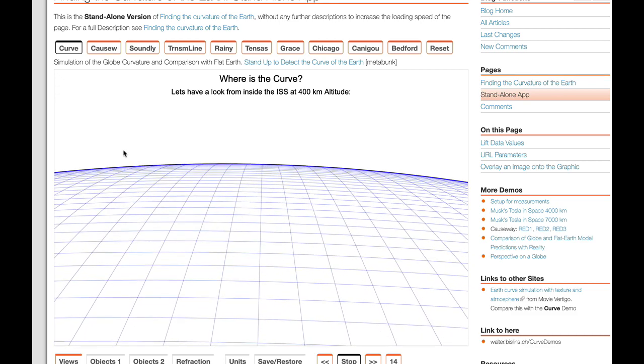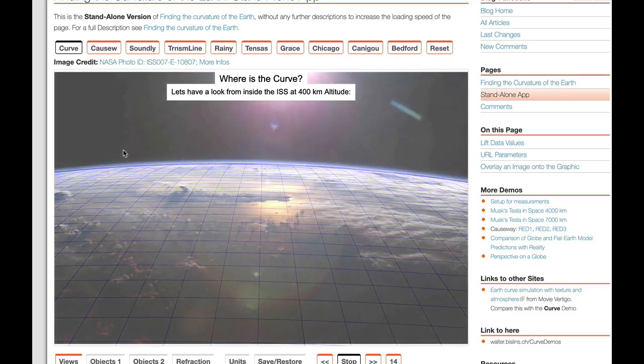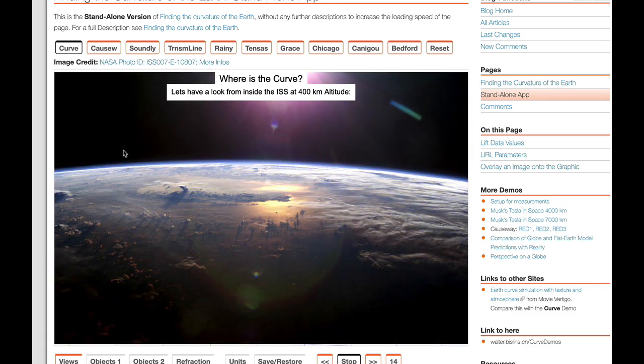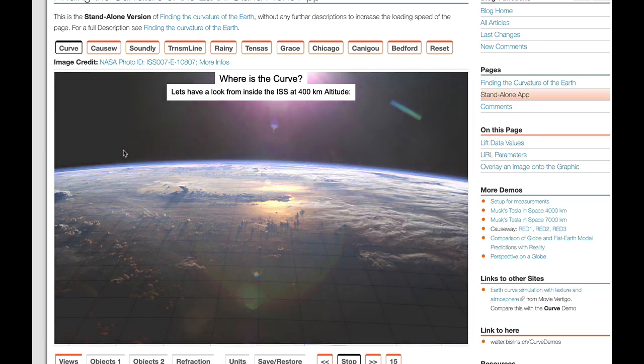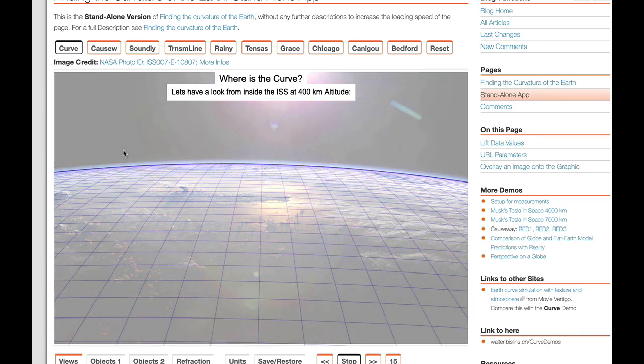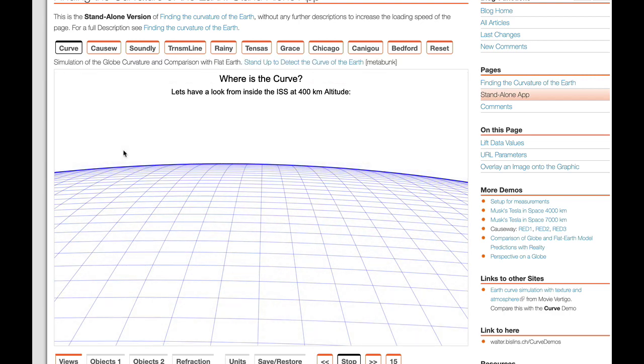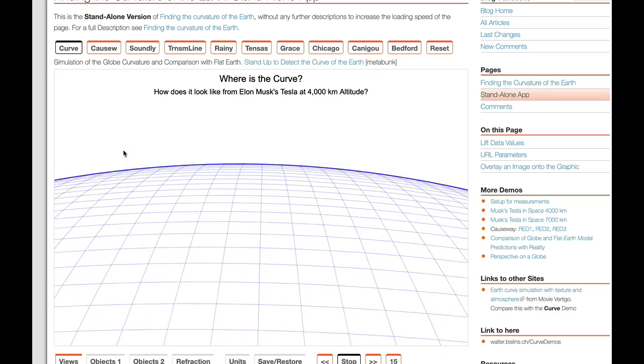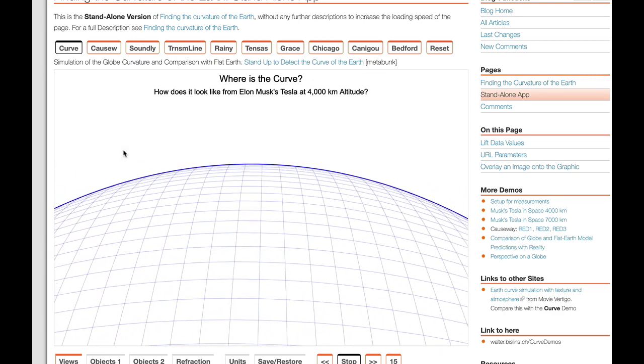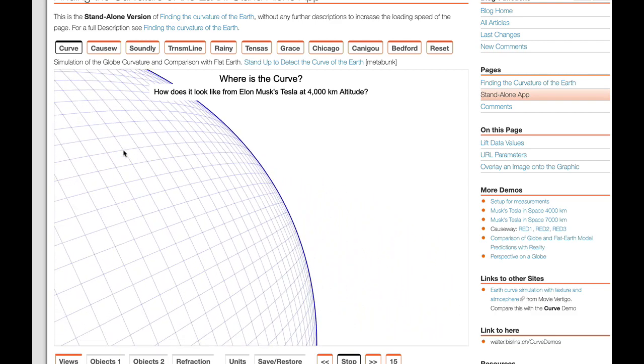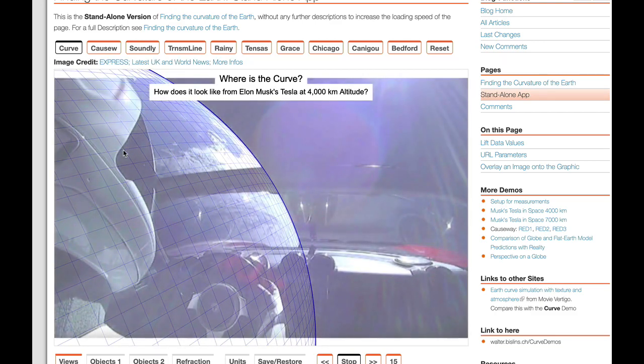So now let's go up to the ISS. This is the International Space Station, and curvature is just obvious here. And of course, flat earthers will cry that it's the windows, or that the glass windows are convex, but that's just not true.